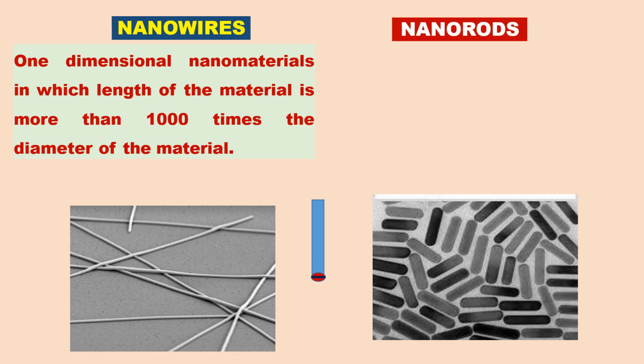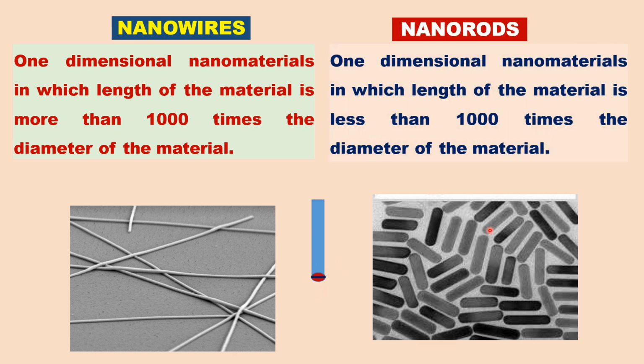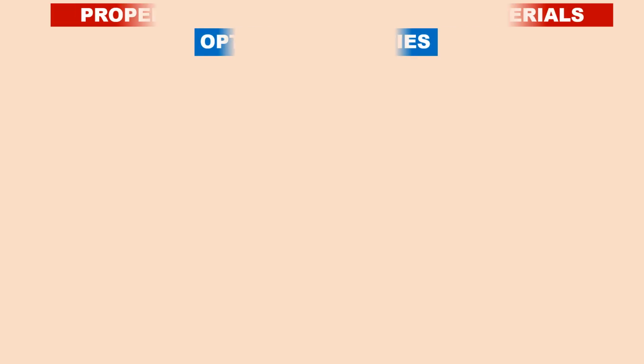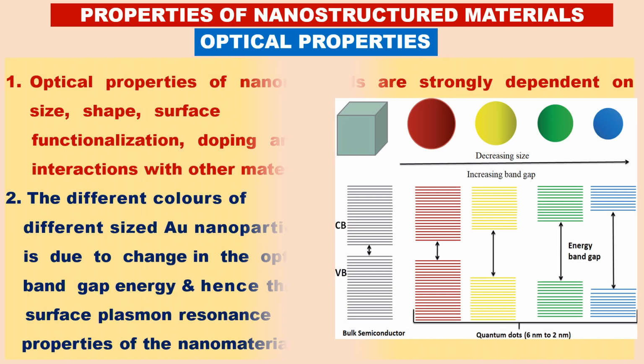Now what is a nanorod? It is just opposite. A one-dimensional nanomaterial in which the length of the material is less than 100 times the diameter of the material. So they are called nanorods. Okay, let us now study the optical properties.